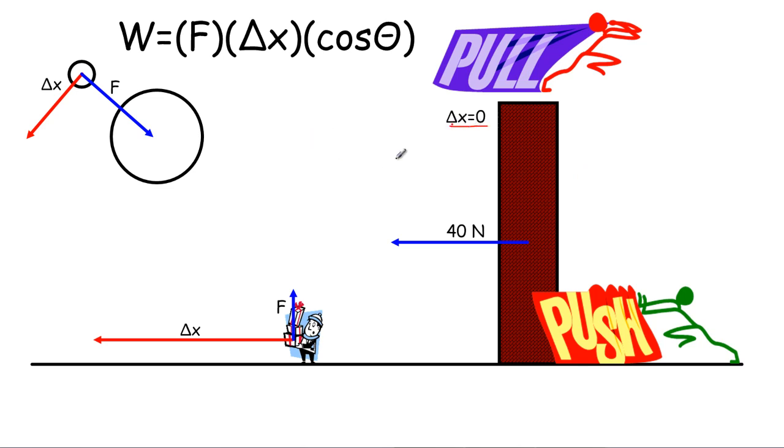And so work equals force times displacement times cosine theta. And if the displacement is 0, well, then the whole thing is 0. So the amount of work done is 0. So whenever you push on an object and it doesn't move, you are doing no work, even though you get tired. Right?